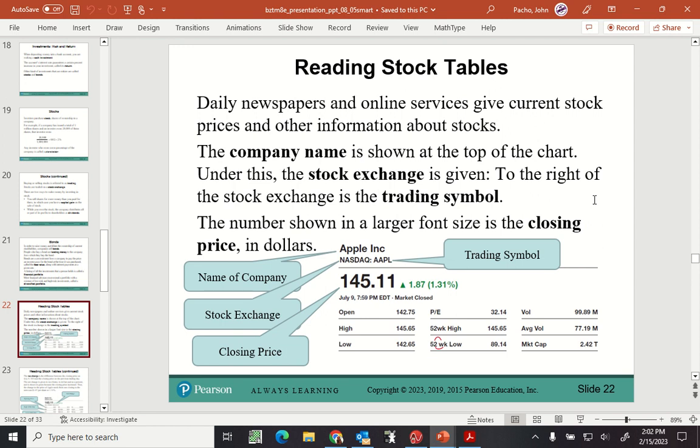Okay. So company names are shown at the top of the chart, under which is the stock exchange. Given to the right of the stock exchange is the trading symbol. Now, there's a couple different stock exchanges that are used. The Dow Jones Industrial Average is the key one that you will hear in the news often. That's the big one. That's the one that everyone gauges the health of our economy on, the Dow Jones. NASDAQ is similar, but NASDAQ deals with more tech companies.